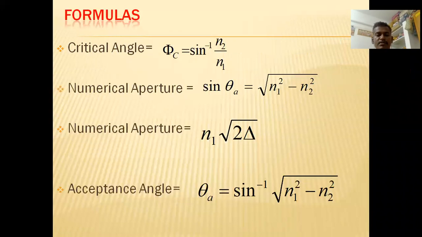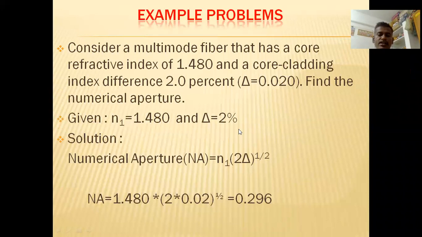Here for the numerical aperture, we have already discussed that two formulas can be used. One is square root of n1 square minus n2 square. The second formula is n1 into square root of 2 delta. Based on the given parameters, we are going to use NA is equal to n1 into square root of 2 delta. So n1 is given, delta is given, just substitute into the formula: numerical aperture is equal to 1.480 into square root of 2 into 0.02. That numerical aperture value is equal to 0.296.